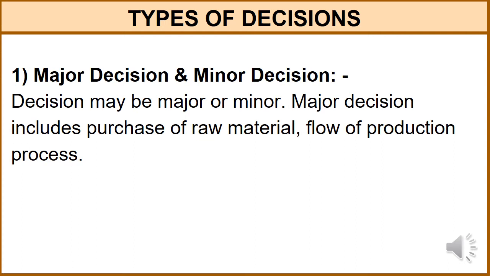Dear students, the first decision is major decision and minor decision. A decision may be major or minor. Decisions include the purchase of raw material, the flow of production, a process. Let us take an example for this major decision and the minor decision now.